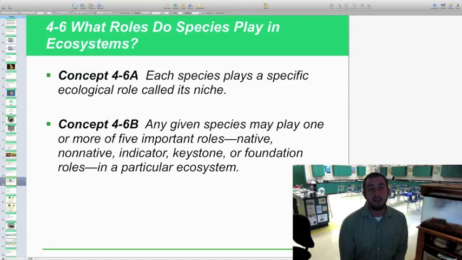All right, the last section today is 4.6. What roles do species play in an ecosystem? And we'll actually talk about that next.